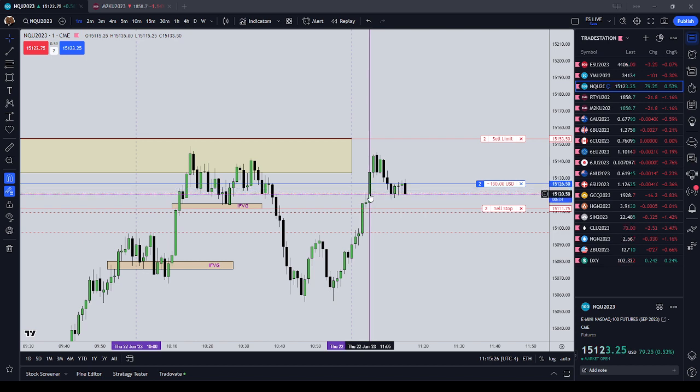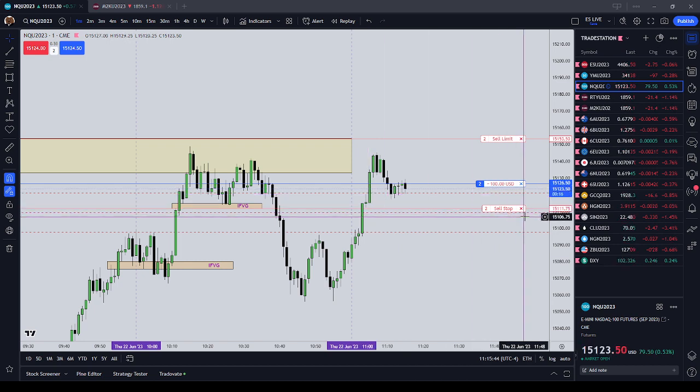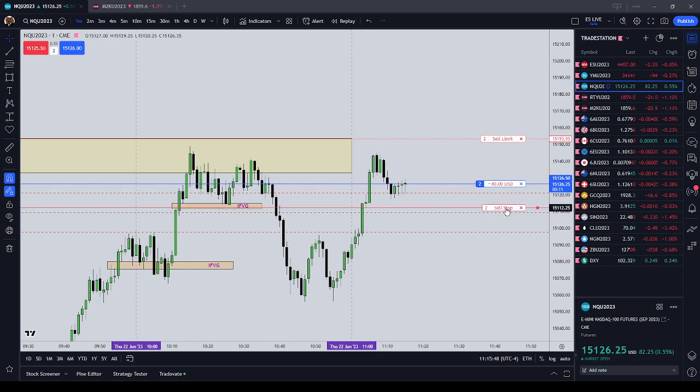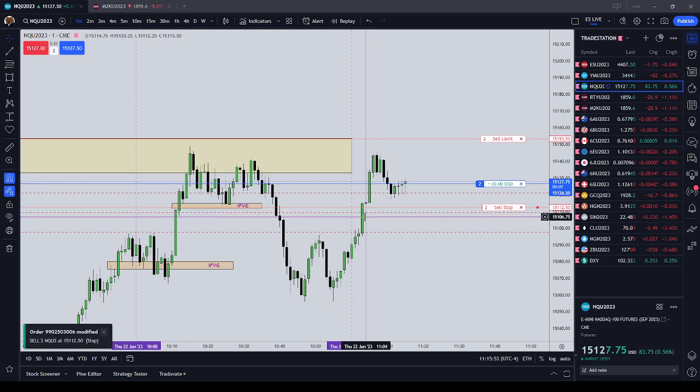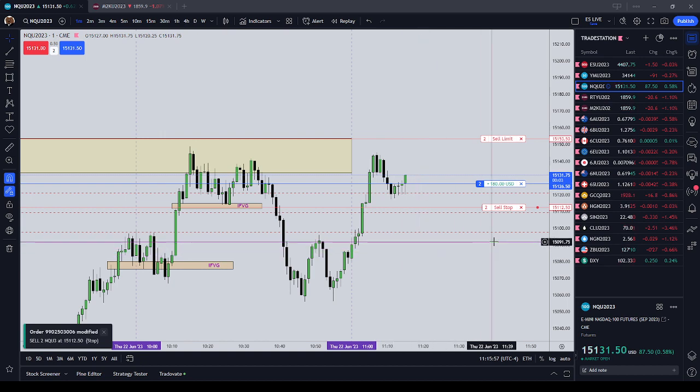So it's respecting this fair value gap right here, which makes me think that we're going to push higher. I'm going to put the stop right there, because I don't want to see it trade back into this. I want to see the separation stay open. So if we don't, then I'm wrong.